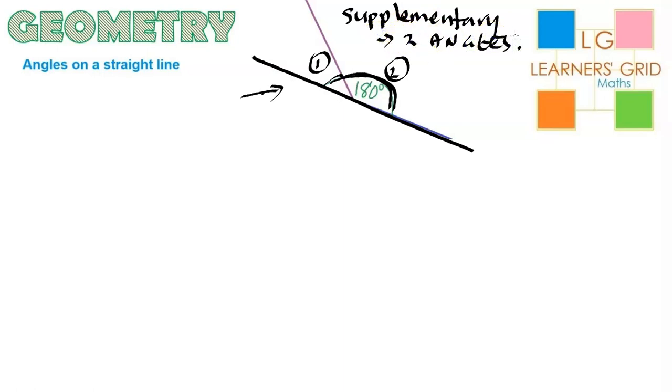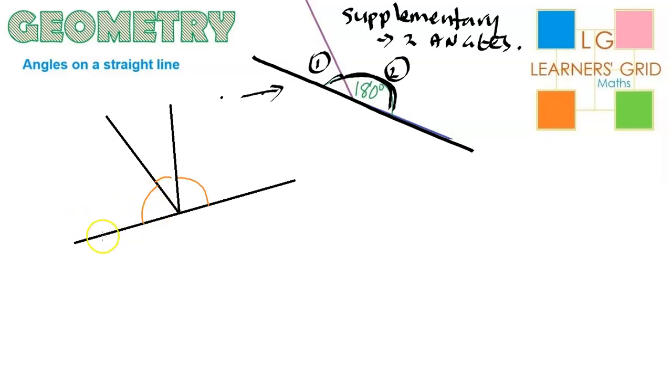Now that's all very well. Angles on a straight line can be supplementary if there are only two, but we can also have angles on a straight line where there are more than just two angles. So let's take a look at the first example. We can see a straight line going right across here, and then we have three angles: 1, 2, 3.